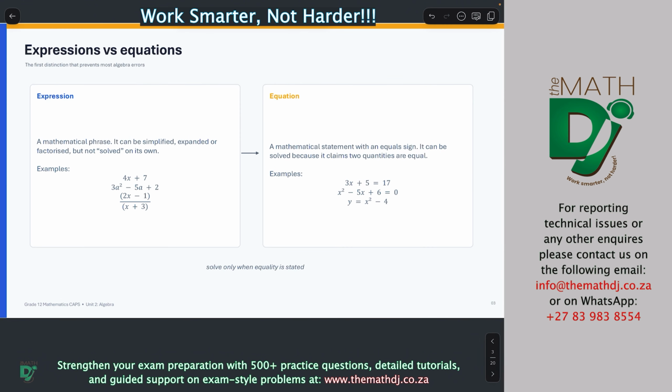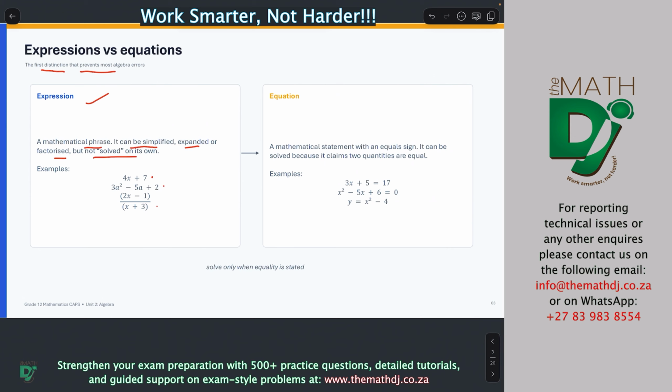So let's move on. Expressions versus equations. For this section, in order for you to minimize errors, the first distinction that prevents most algebra errors is to know what's an expression versus an equation. An expression, as you can see on this left side, is a mathematical phrase, and it can be simplified, expanded, or factorized, but not solved because it's not an equation. You can see there's no equal sign.